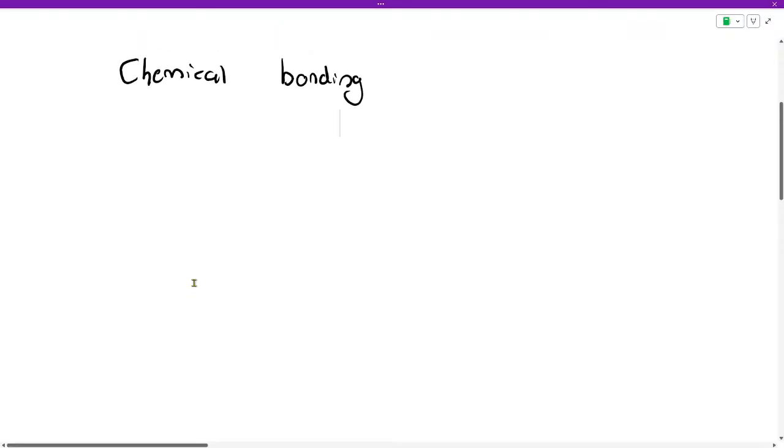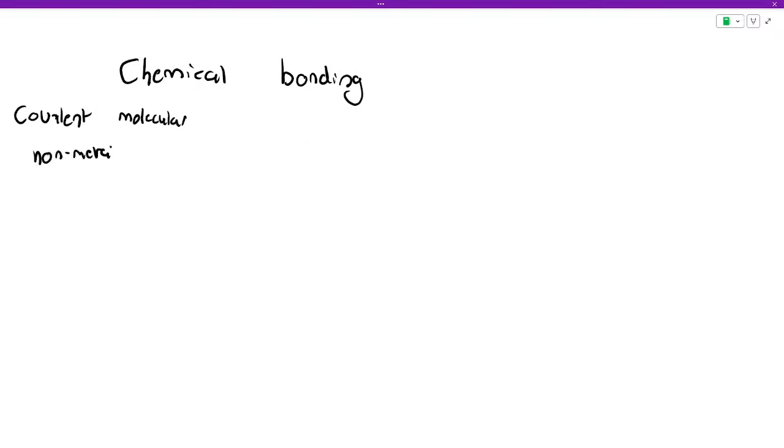Okay, let's start. So Isaiah asked for chemical bonding. When we work with, according to Sir, there's only three kinds. So there's covalent, molecular, which is between a non-metal and a non-metal.